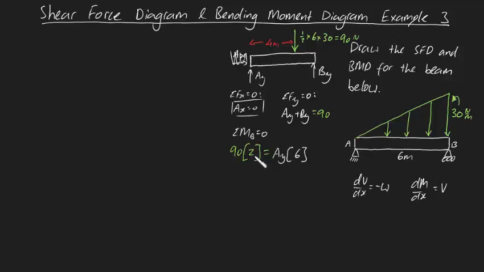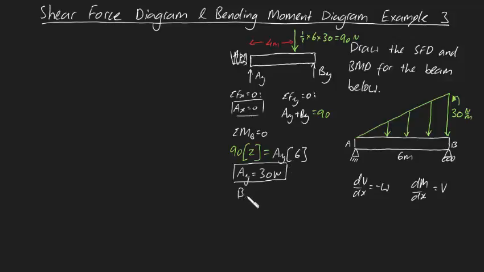This turns into algebra now. This is 180 divided by 6. AY is going to be equal to 30 newtons, okay? I apologize if I'm powering through this. I just realized there's not much time and I've got to really get through this as fast as I can.